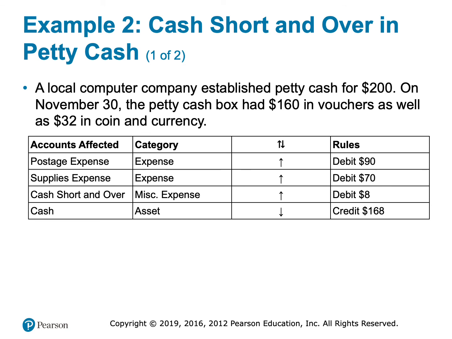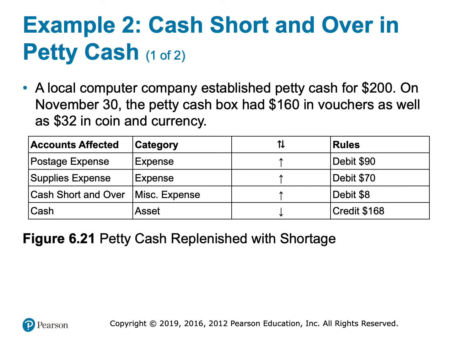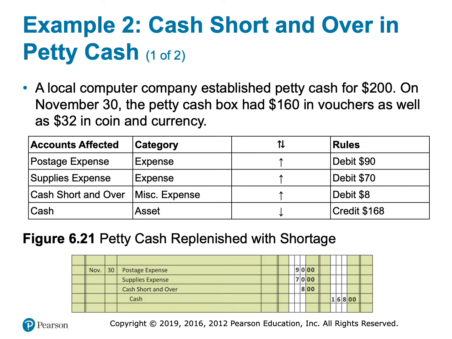So here when we do our entry, we're going to debit our various expenses for the 160, which was what the vouchers totaled. So postage and supplies, we're going to debit that. Cash short over for the $8 that's missing, and then we'll credit cash for 168 to replenish the petty cash fund and bring it back up to its $200 balance. So again, here's our journal entry there.